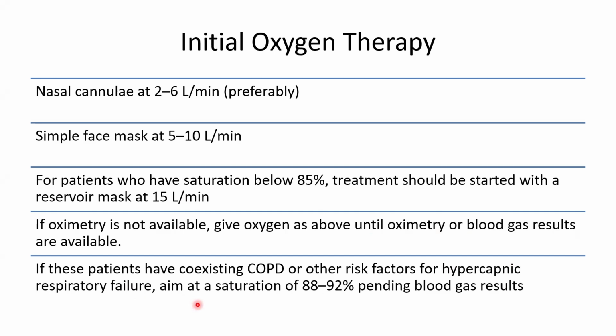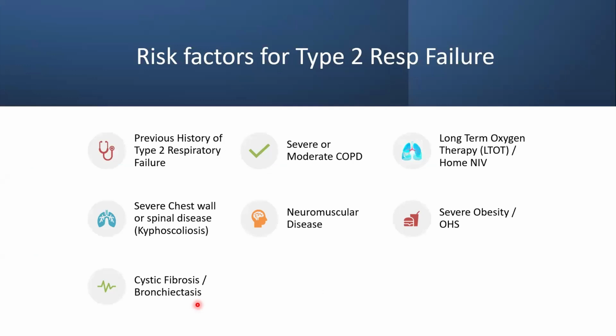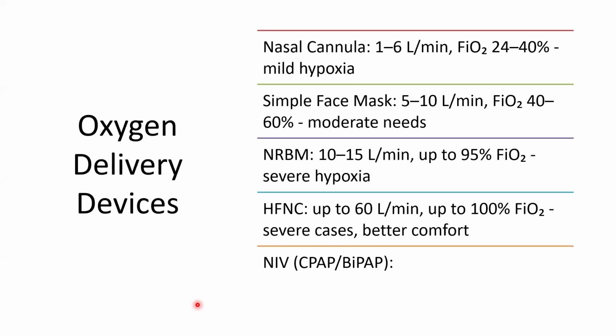If the patient has coexisting COPD or risk factors for type 2 respiratory failure, then the target should be 88 to 92%. The main risk factors for type 2 respiratory failure are previous history, severe or moderate COPD, patients on long-term oxygen or home non-invasive ventilation, patients having severe chest wall or spinal disease, neuromuscular disease, severe obesity or OHS, and cystic fibrosis patients. So nasal cannula, 1 to 6 liters, FiO2 can be 24 to 40%. For a higher FiO2, you can use a simple face mask. Even higher, a non-rebreather mask, especially in unstable septic patients in shock.